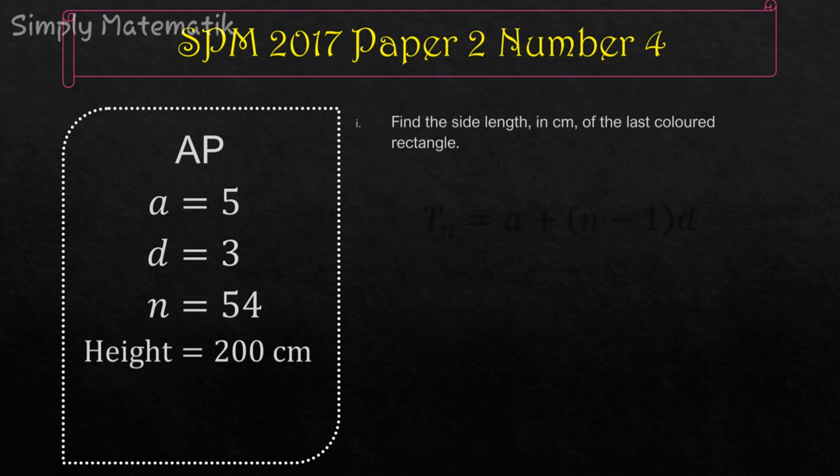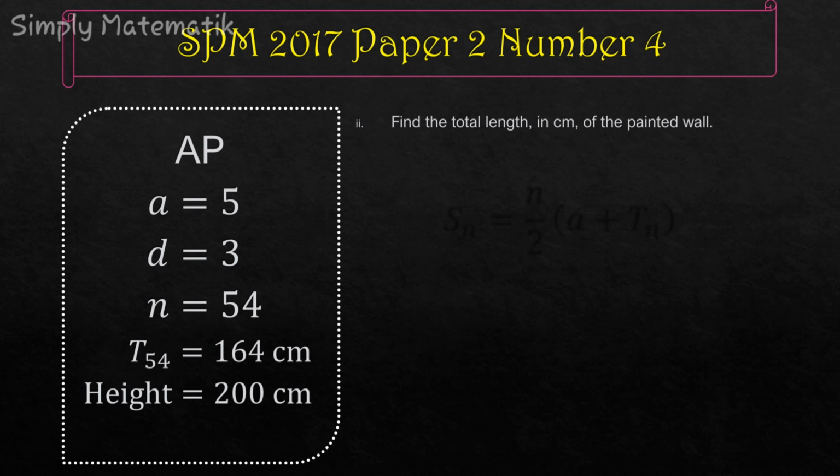To find the length of the last one, Tn equals A plus N minus 1 times D, where N is 54, A is 5 and D is 3. So just substitute it. 54 minus 1 is 53, times 3 is 159, and plus 5. So the last colored rectangle has a side length of 164 centimeter.